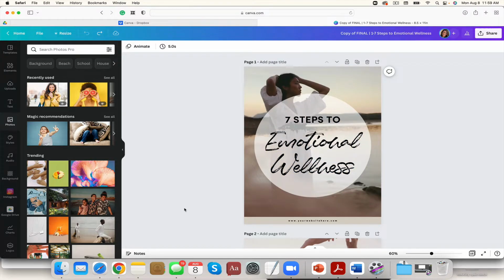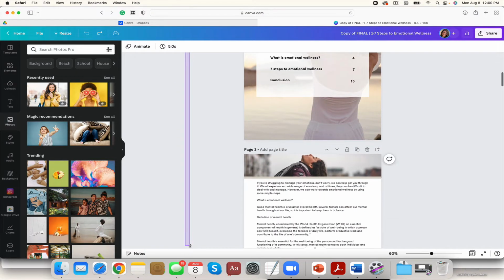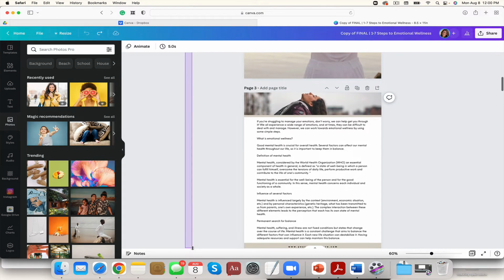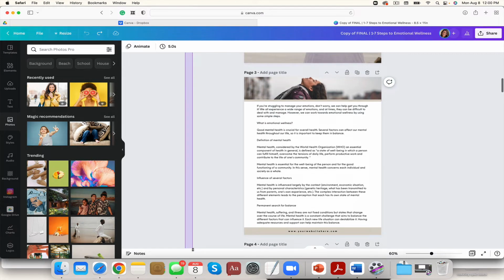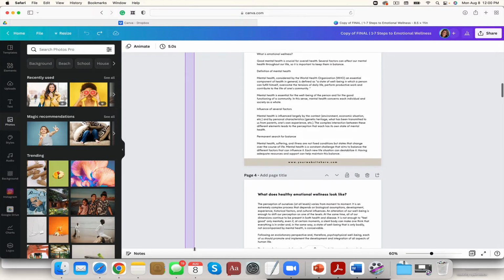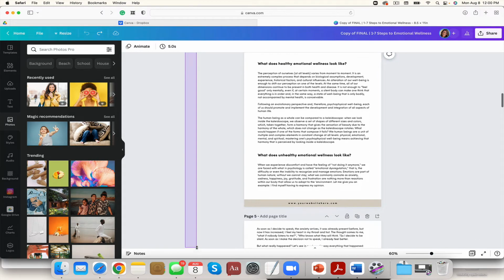I'm going to go back to the table of contents. It's all about managing emotions. What is emotional wellness? Definition of mental health, influencing several factors. What does emotional wellness look like? What does unhealthy emotional wellness look like?